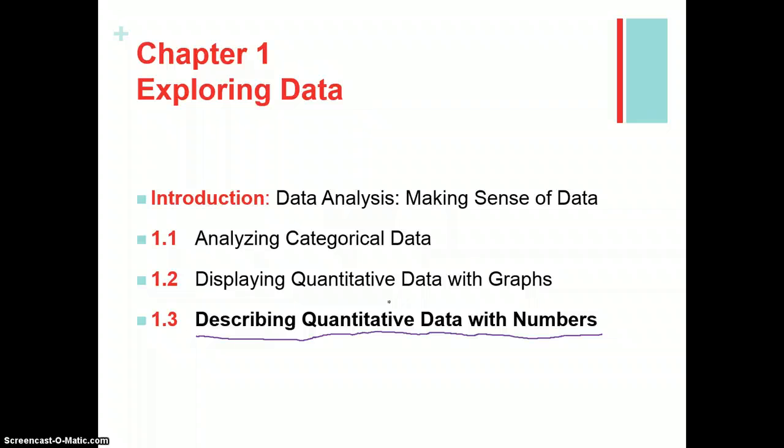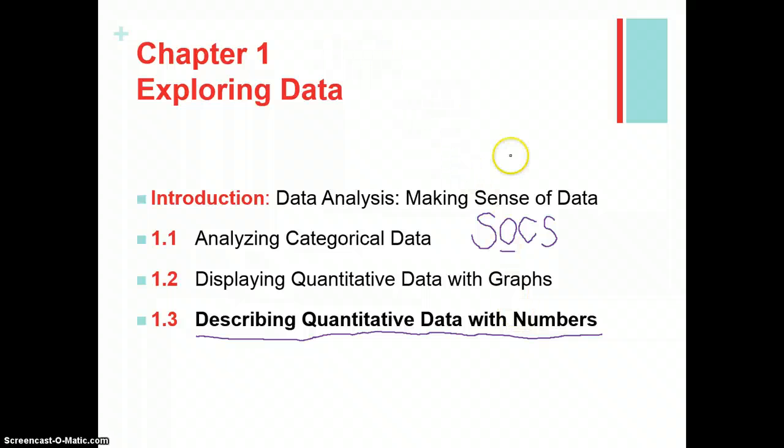So section 1.2, of course, was displaying quantitative data with graphs. So that was the dot plots, the stem and leaf plots, and the histograms. So everybody's favorite acronym, SOCS. Shape, center, spread, and outliers. Shape, center, spread, I emphasize a little bit more just because those are going to be a given anytime we talk about a distribution. Outliers, they'll depend on whether they are present or not.